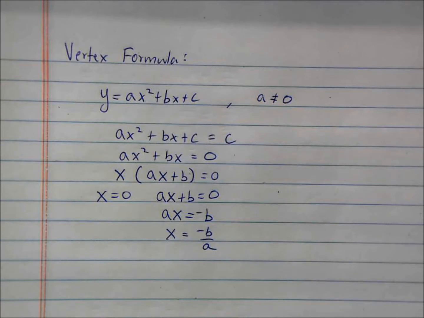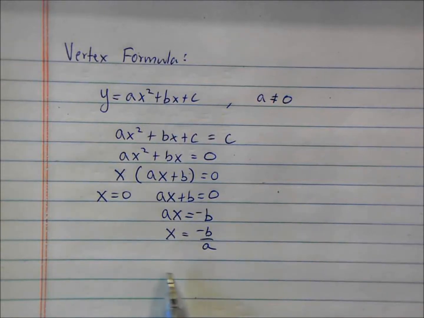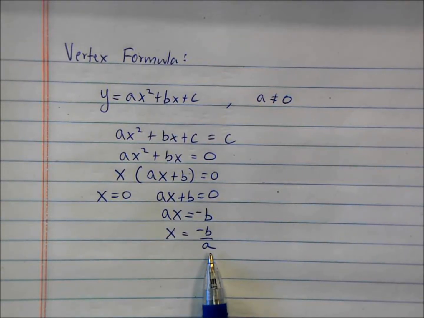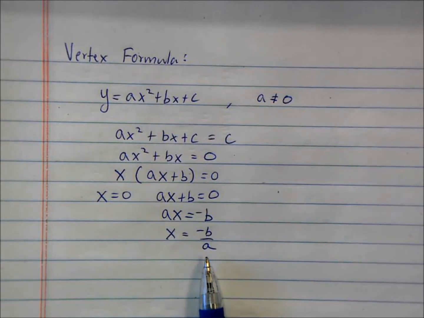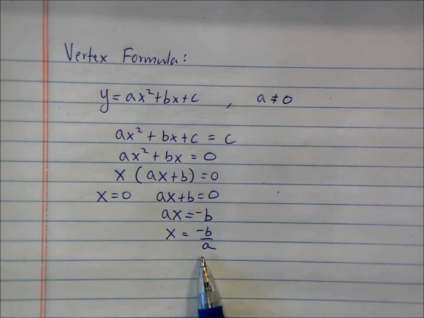So think about what I have. I have 2 points. One of them has x equals 0, and one of them has x equals negative b over a. Where's the vertex? It's halfway in between those 2 points. That's correct. So what's halfway in between 0 and negative b over a?